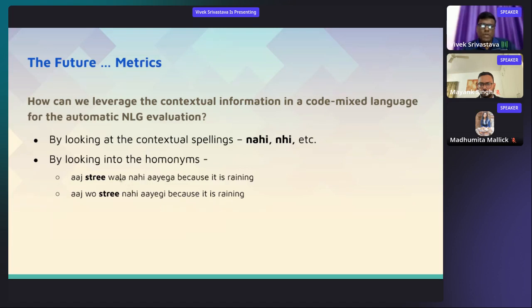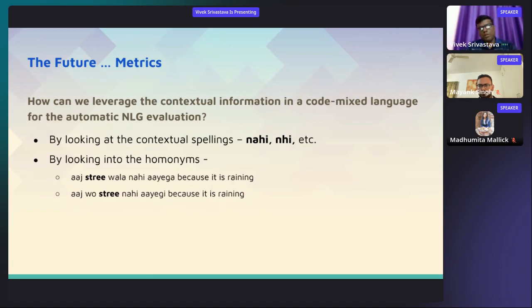For example, if you look at these two sentences, what happens here is, the word stri, which is there, is a homonym, and it means two different things in these two sentences. And what will happen is, the widely popular metrics that we have will assign a very high similarity score, or evaluation score, for these two pairs of sentences, but they are really different from each other, right? And it shouldn't happen that way.